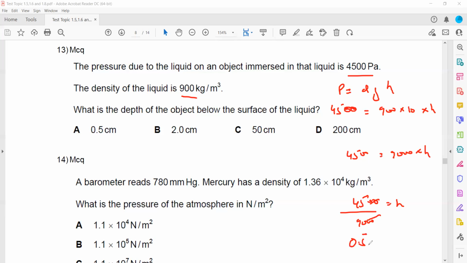But what is the unit? The height should always be in meters, because we are using the SI units for density, kilogram per meter cubed, and gravity, meter per second squared. So the height comes out in meters. But all the options are in centimeters, so we have to convert this 0.5 meter into centimeters. To convert meters into centimeters, we multiply by 100. So it comes out as 50 centimeters. So C is the right answer.